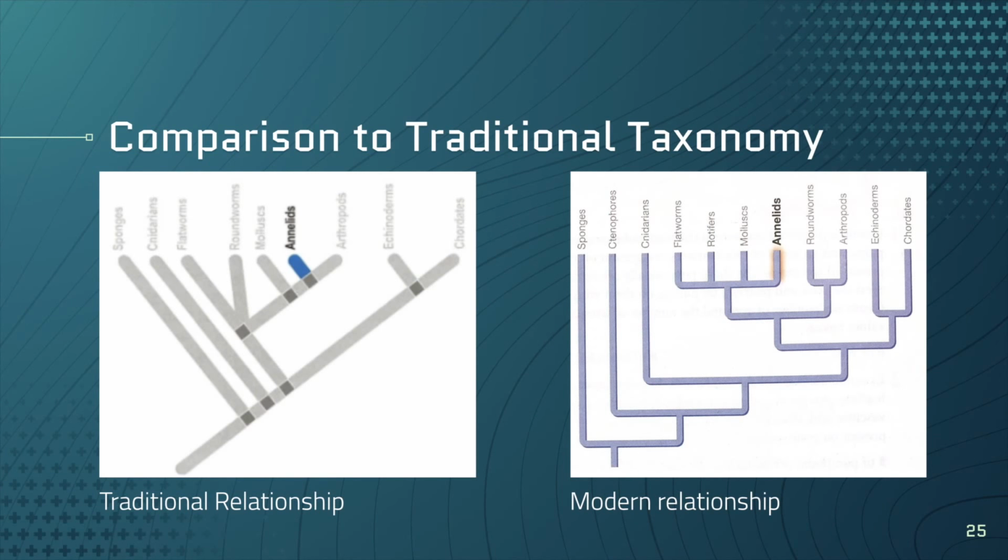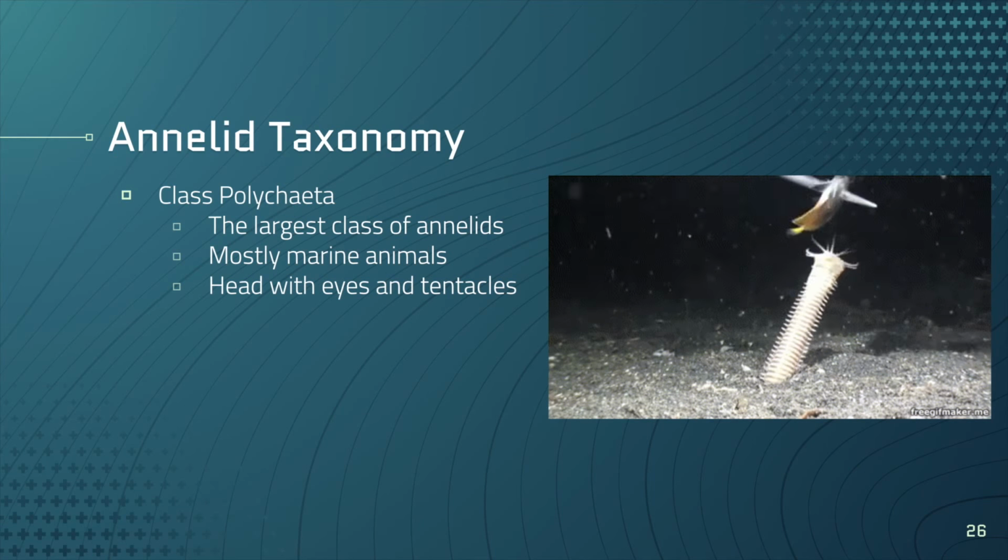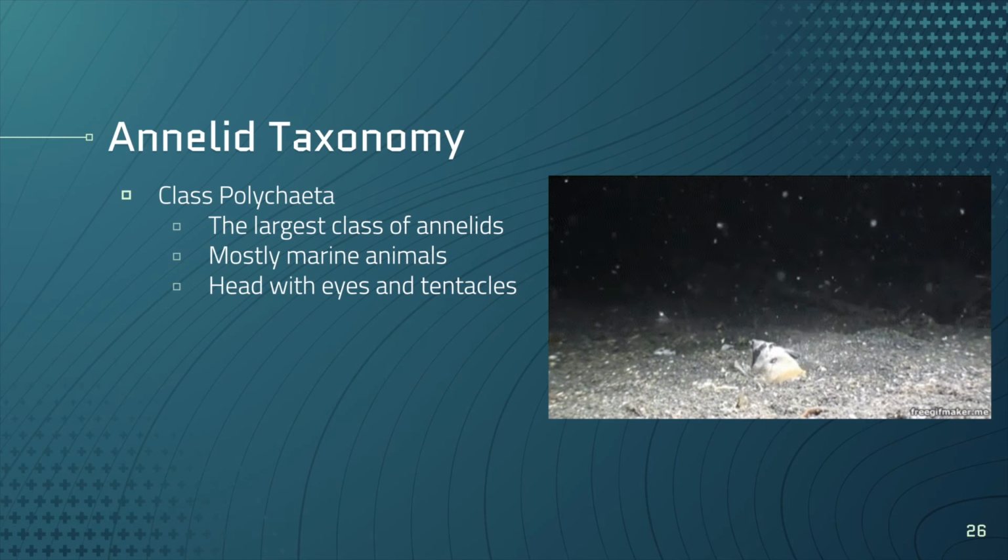Here we have a side-by-side comparison between two representatives of annelid taxonomy, with the traditional relationship on the left and the modern relationship on the right. There's still a lot of work to be done in understanding the evolutionary relationships between these animals. Phylum Annelida is broken down into two major classes, class Polychaeta and class Clitellata.